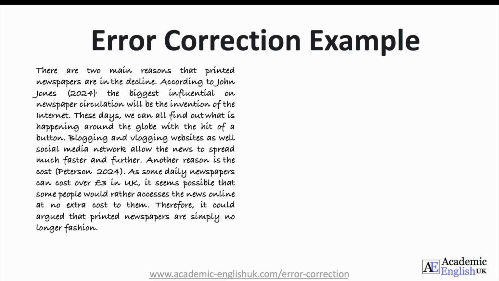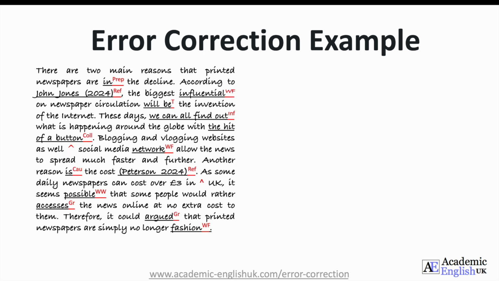When the student produces a piece of writing, the tutor checks the work, but instead of correcting the work, they identify the mistakes with the correction code. The work is then given back to the student like this, with all the errors identified, but not changed. Then the student goes through the work and makes the changes.